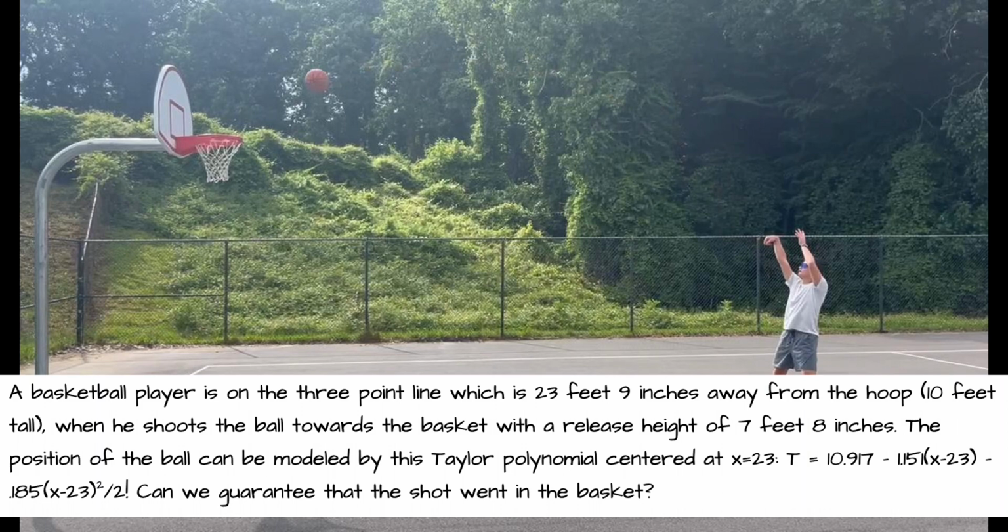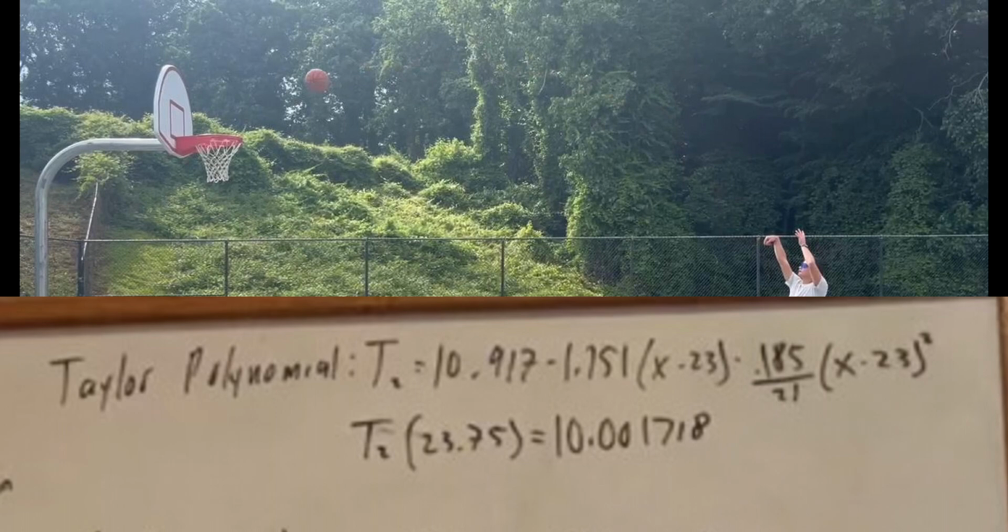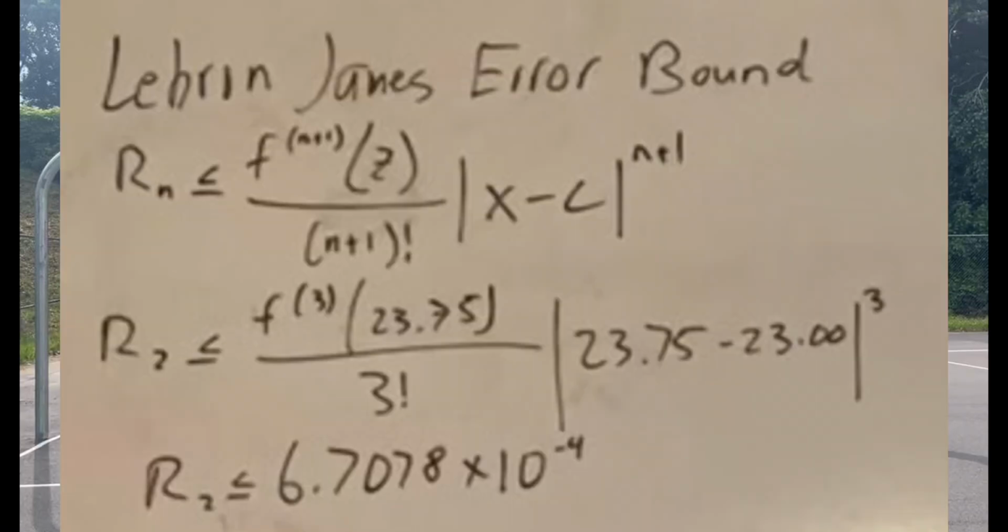The shot can be modeled by an equation which can be represented by this Taylor polynomial: T equals 10.917 minus 1.151 (x minus 23) minus 0.185 (x minus 23) squared over 2 factorial. Can we guarantee the ball went in? In order to estimate the height of the ball when we reach the basket, we can use the Taylor polynomial and plug in 23.75. We get 10.001718. Now we need to figure out the maximum amount of error there could be.